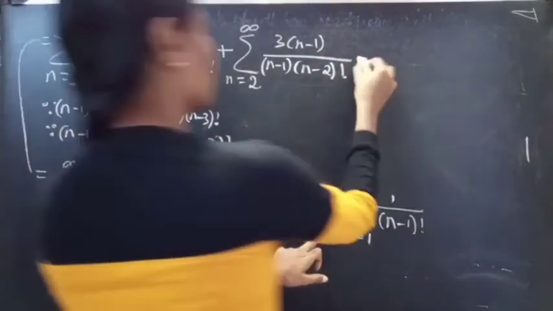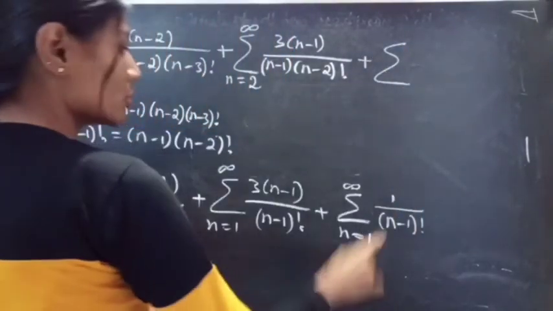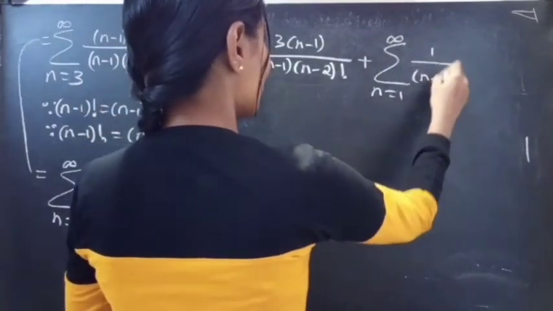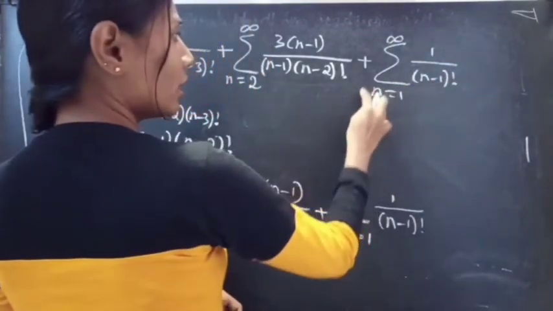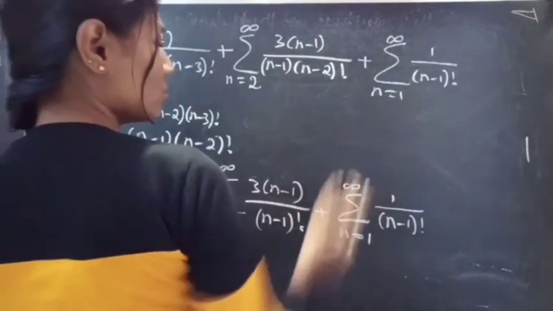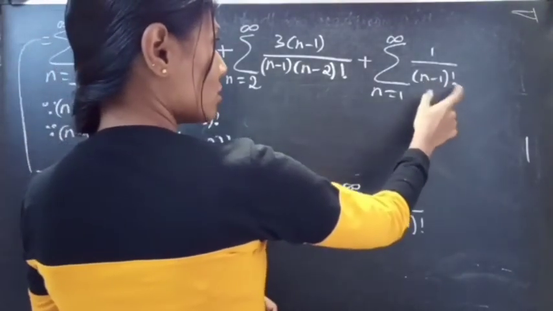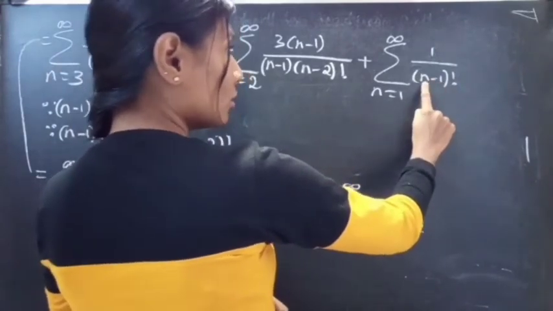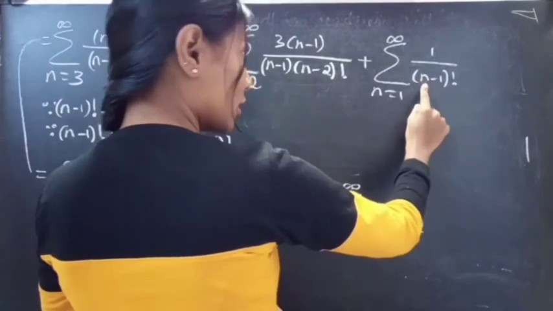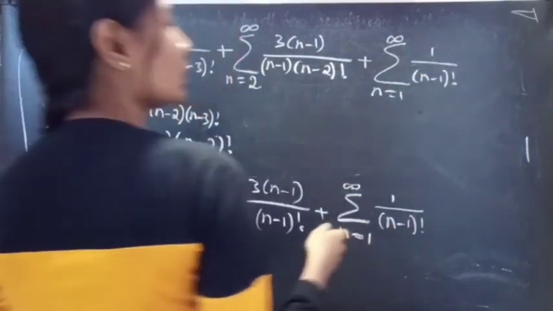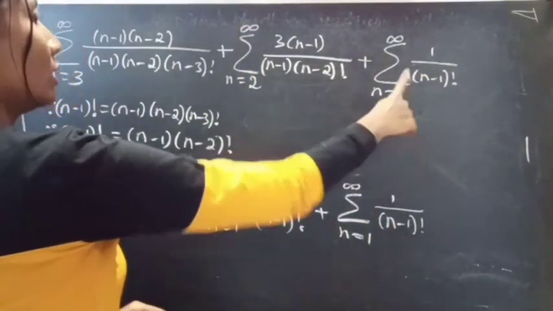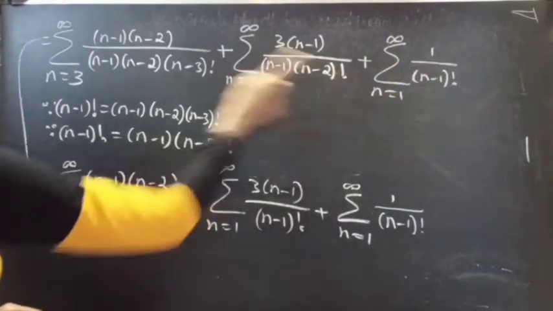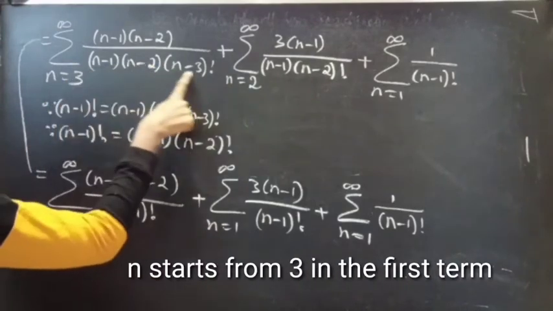Plus summation n equals to 1 to infinity 1 by n minus 1 factorial. Why are we writing summation n equals to 1 to infinity? Since we are having n minus 1 factorial in the denominator, if you put n equals to 1, we'll get 0 factorial. So we start n from 1 to infinity. n from 1 in the third term and n from 2 in the second term and n from 3 in the first term.